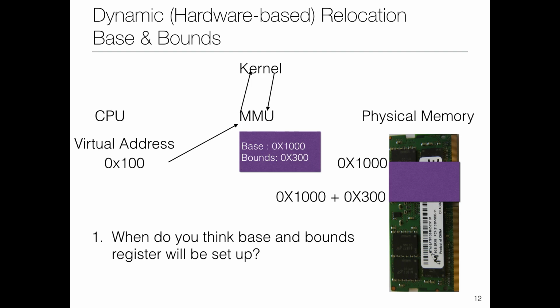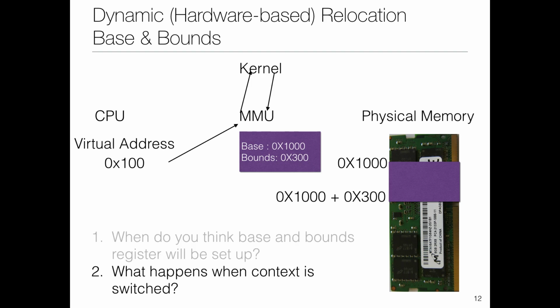When do you think the base and the bounds register will be set up? At the start of the process. Why not at the start of the OS? Because then the process is not existing. So this is done on a per process basis. There are a bunch of things which we store for a process. This is one of them.